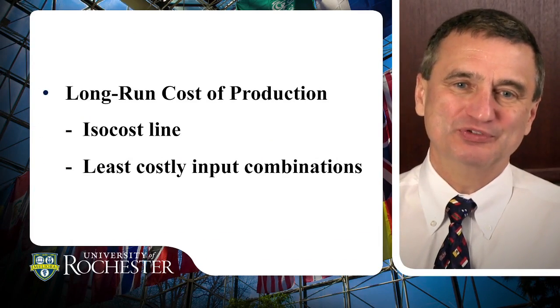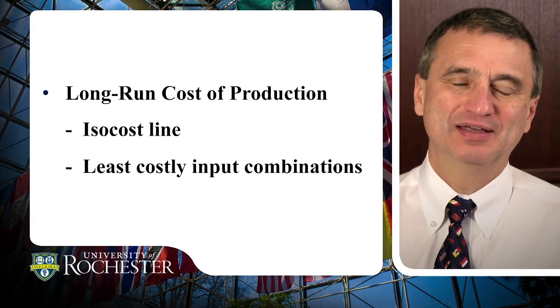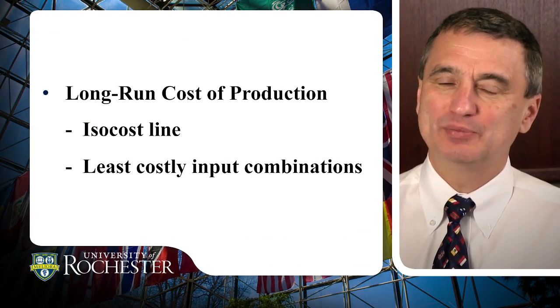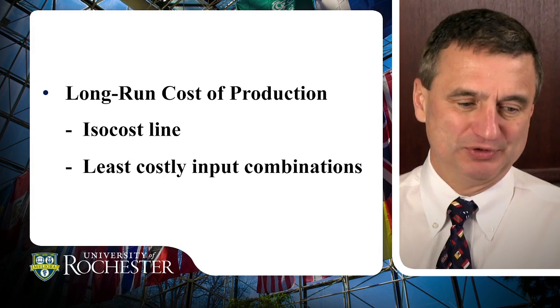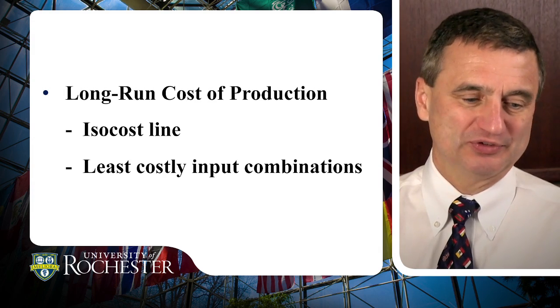Welcome back. Let's turn in the second session of the week to what happens in the long run. How do we minimize the cost of producing any given output level in a long run perspective where we're not stuck with any particular level of input usage? We can vary the different inputs that go into producing a final output.